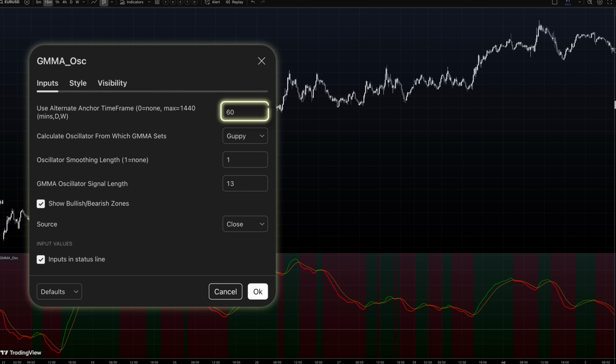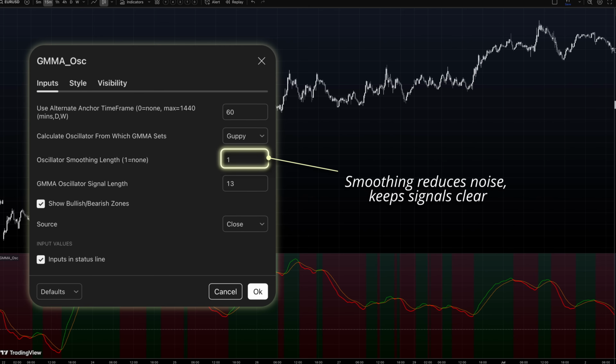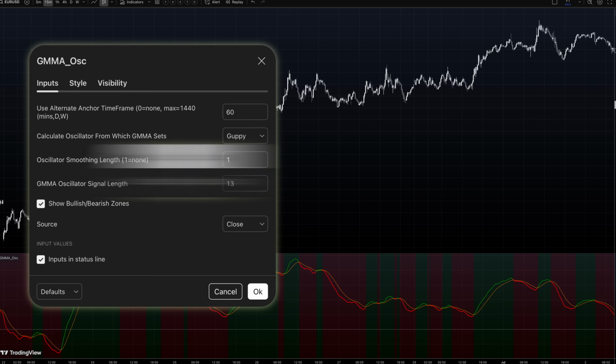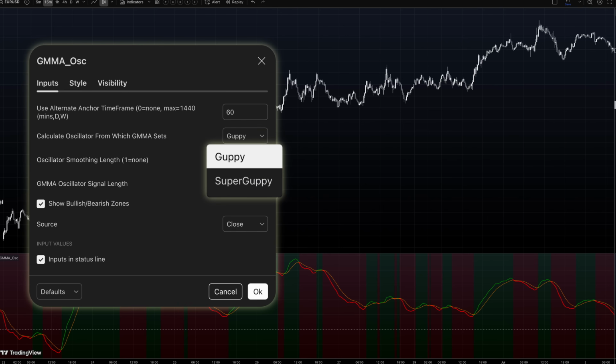The indicator supports anchor time frame functionality, allowing users to apply higher time frame calculations while viewing on lower charts. This multi-time frame capability helps align short-term signals with broader market direction. Smoothing options reduce noise in the oscillator line while maintaining signal integrity. Users can switch between standard Guppy and Super Guppy calculations.